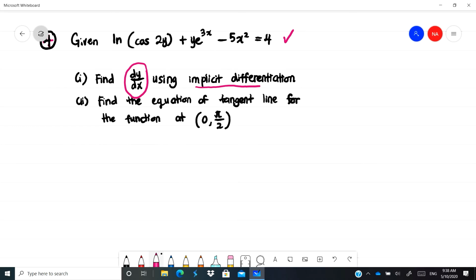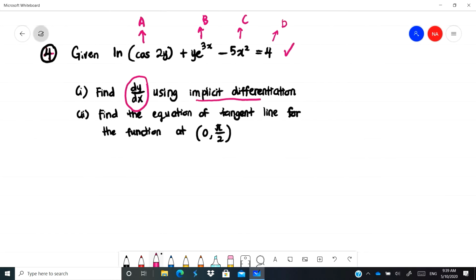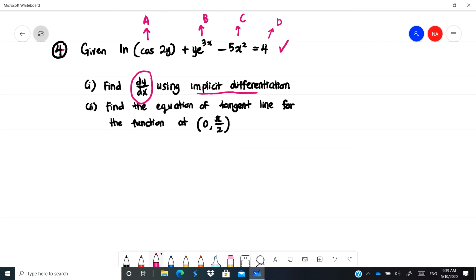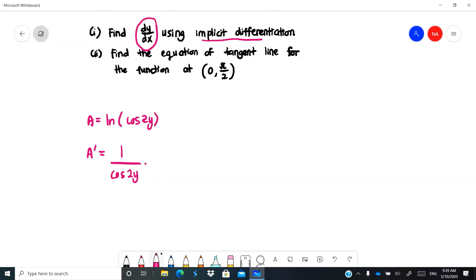So to do this, we'll have to find the implicit differentiation first, where we're going to label this as A, this one as B, this one as C, and also this one as D. I'm going to differentiate each term. A is given by ln of cos 2y. Differentiating this, we get 1 over cos of 2y, then differentiating cos of 2y we get negative sine of 2y, and then differentiating that 2y we get 2 dy over dx.